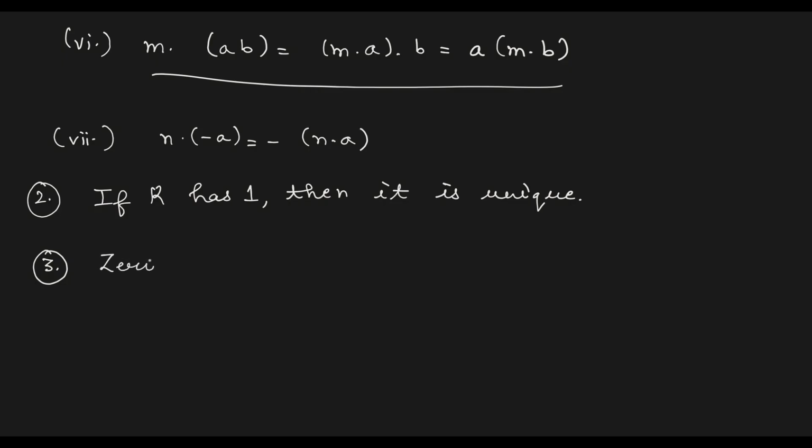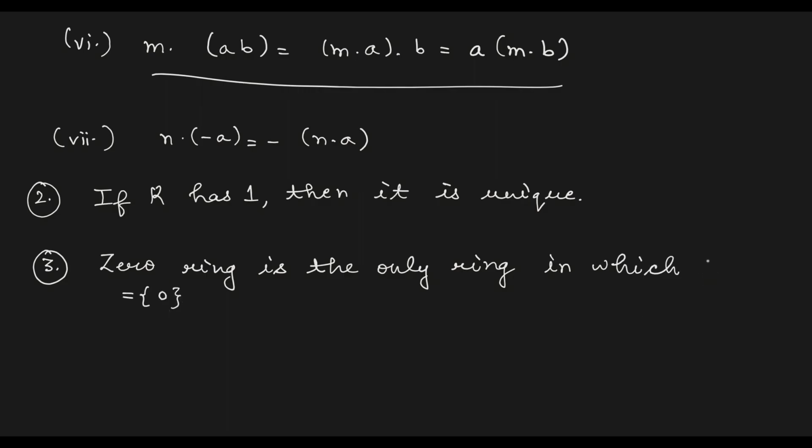Next, zero ring is the only ring in which unity is 0, because this zero ring contains only zero element. 0 equal to 1 means unity is 0. ऐसे कंफ्यूज नहीं होना कि 0 इक्वल टू 1 क्यों लिख दिया, वो तो ऑब्वियसली पॉसिबल नहीं है, बट हियर 1 डिनोट्स यूनिटी.